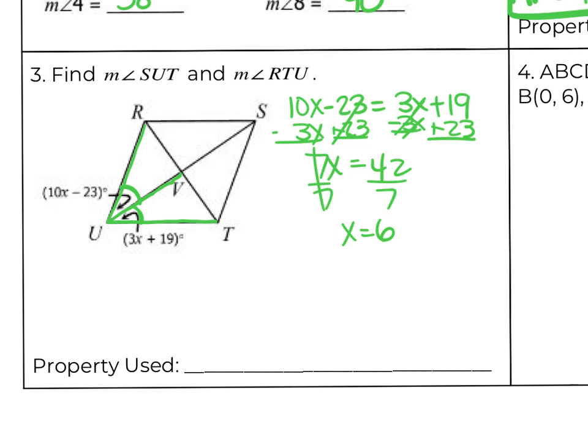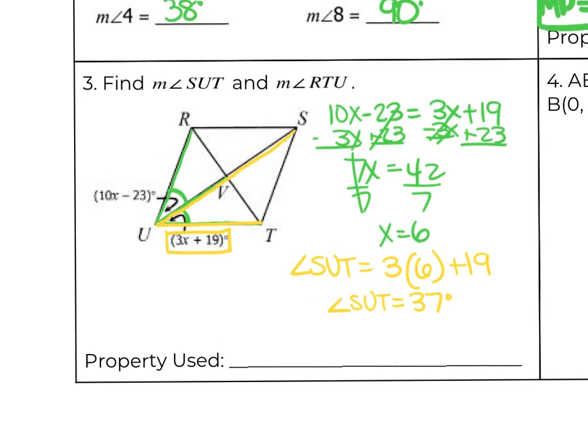Now on this one, we are solving for 2 angles. So let's look real quick. It wants SUT. Okay, SUT is S. So if you're not sure, just follow them like that. So that's this one. Well, they did give us this. It's that. So angle SUT equals 3x plus 19. I'm going to plug in 6: 18 plus 19. And that will give us angle SUT equals 37 degrees.